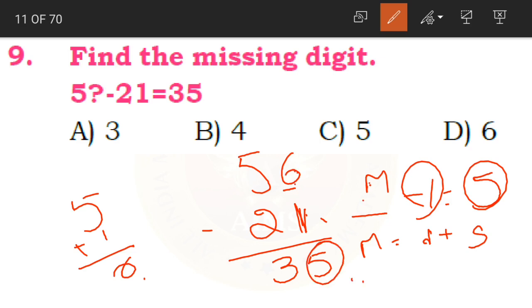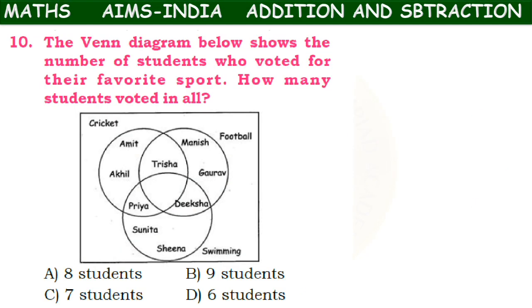Clear, children? What are we finding? We are finding out the minuend. Minuend is equal to difference plus subtrahend, that is 5 plus 1, that is equal to 6. So option D, 6 is our correct answer.